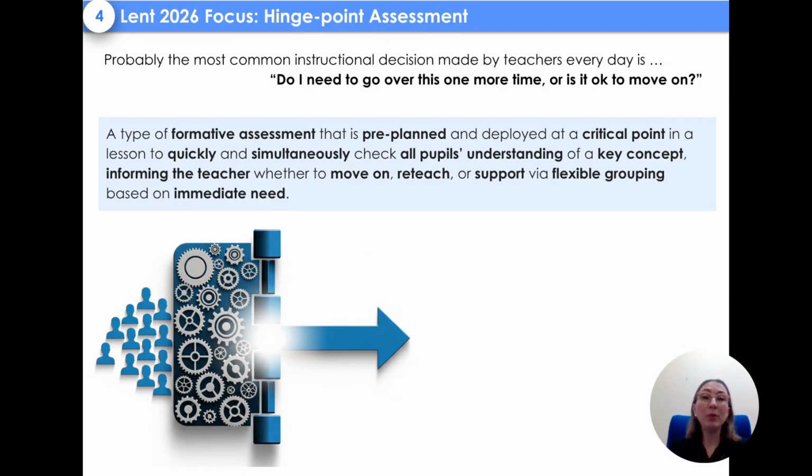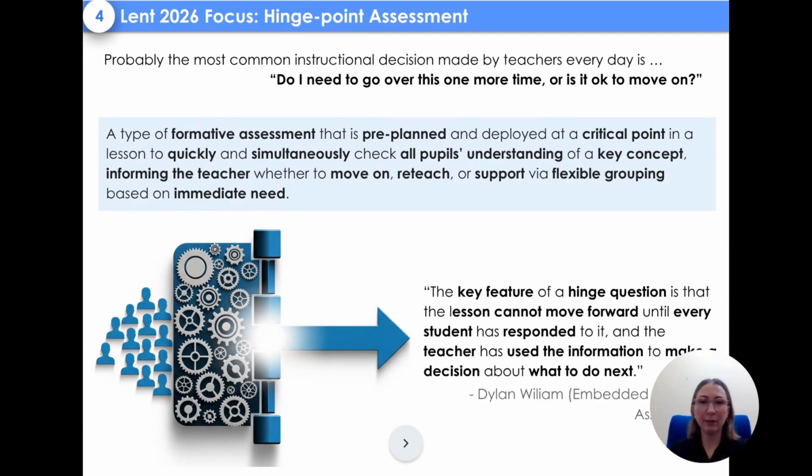And that immediate need will be different at different critical points in different learning journeys. So it's treating all pupils the same, enabling them all to achieve success. And a quote from Dylan here: the whole point is that this is a hinge point, and we don't just plough on like a steamroller, regardless of what the answers are. We actually do something about it to improve learning, to form learning.